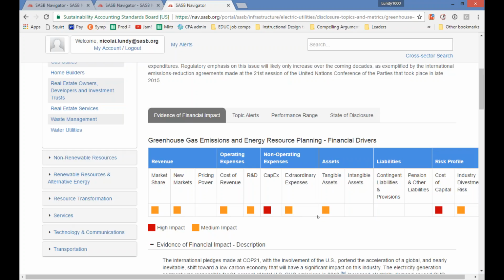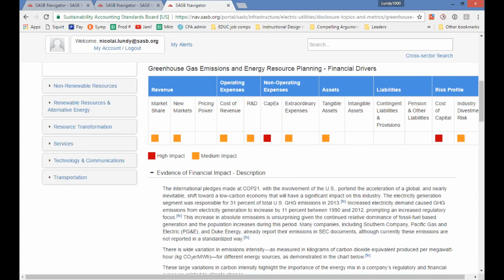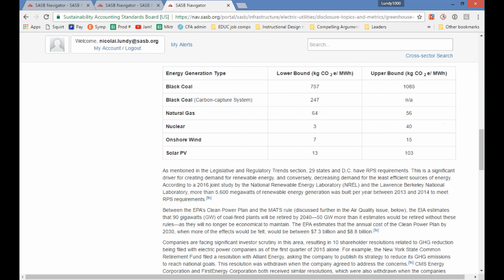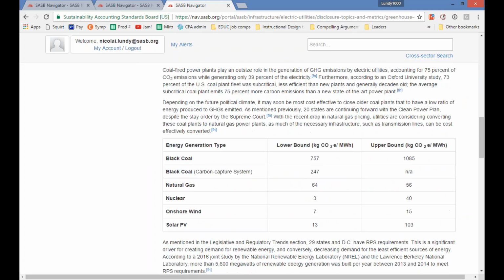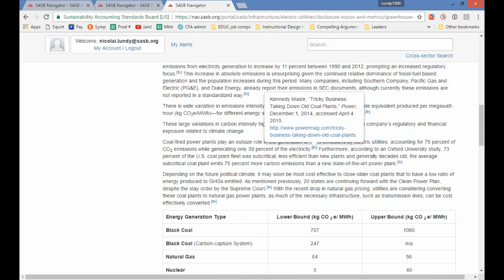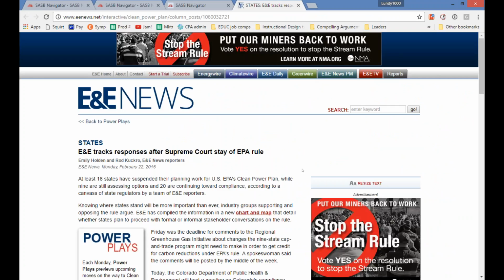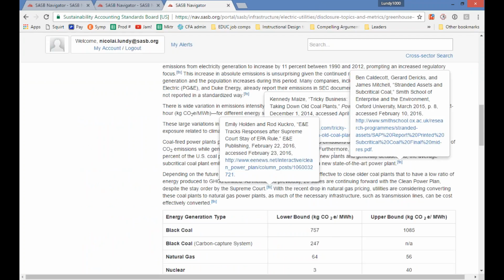What are the high and medium impacts on various financial drivers from revenue and assets and liabilities, the risk profile, everything has its own unique impact on financial drivers. And then you can scroll through and see what is the evidence that surfaced as we were going through our process. And when you want to drill down and understand the evidence for yourself, you can click through all these little footnotes and even access the original source file for those who are really trying to delve into and get a very nuanced understanding of how a particular topic manifests in financial impacts for each industry.